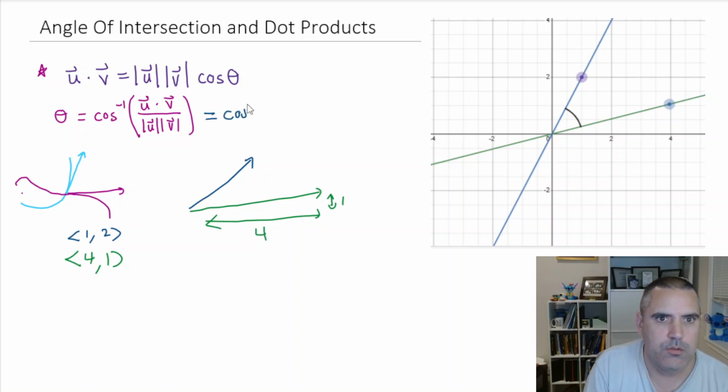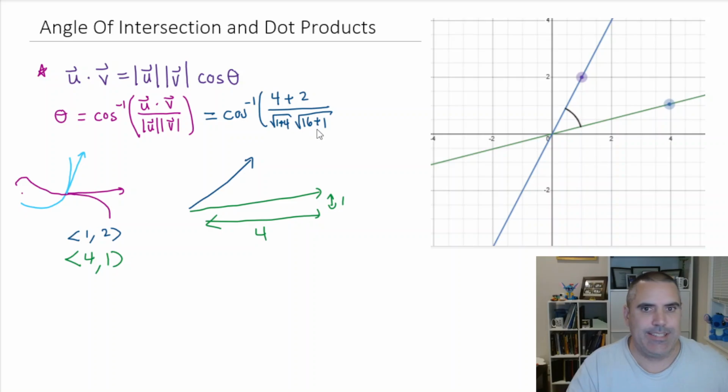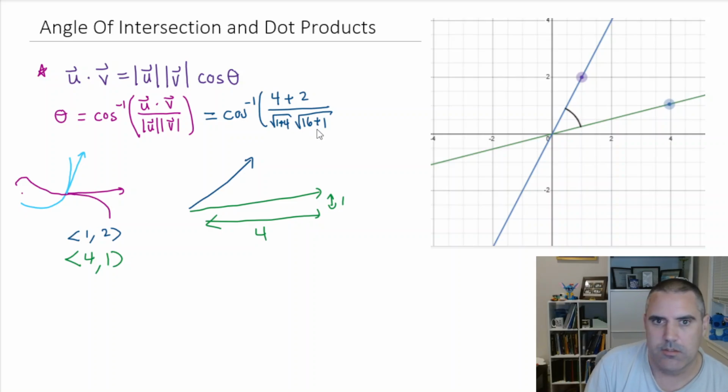So you would do inverse cosine of 4 plus 2. And then you do the magnitudes of those vectors. Square root of 1 plus 4. Square root of 16 plus 1. And that's it. You have your handy calculator. You put it in the right mode. 6 divided by the square root of 5, also divided by the square root of 17. You hit the inverse cosine button. I'm in degrees right now, so I'm getting 49 degrees. So that's 49 degrees. It's pretty slick how fast that is.